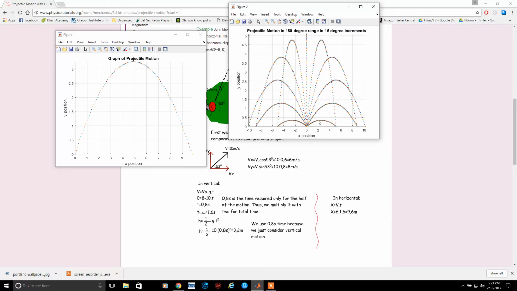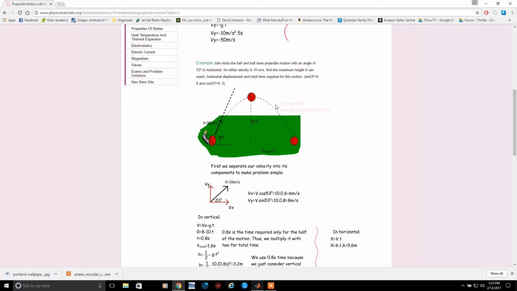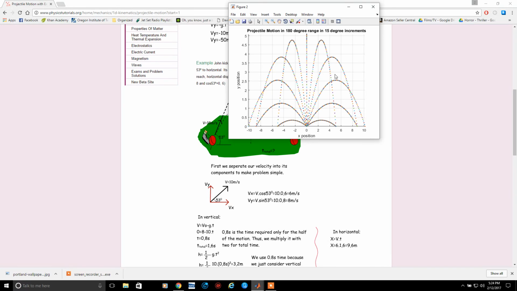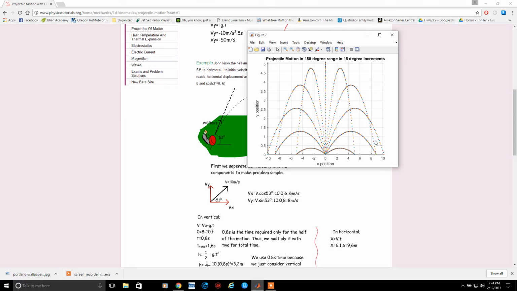So we see here's the motion at 15 degrees, here's the motion at 30 degrees, and then at 45 degrees, we could use this graph to determine that at 45 degrees, we have the maximum distance. So for example, let's say that John from this problem kicked the ball and wanted to learn how to kick it further. They could use this program to see that perhaps if he kicks it at 45 degrees instead of 53, that he can get a maximum distance.